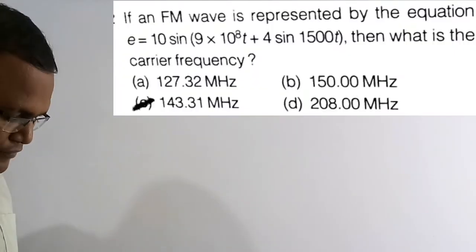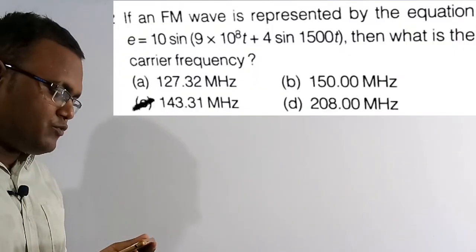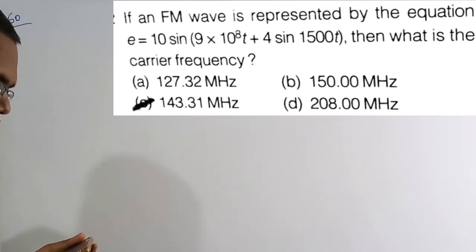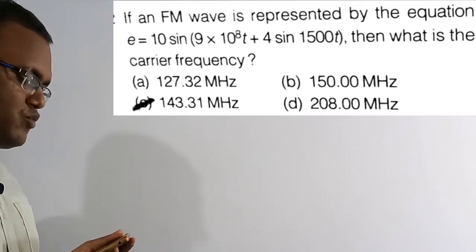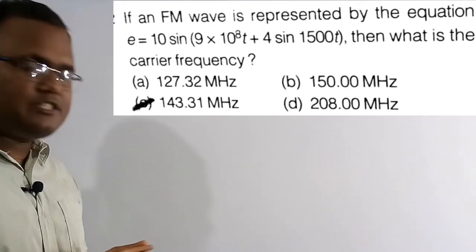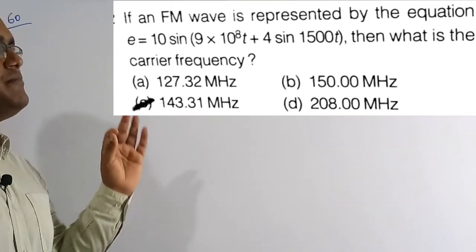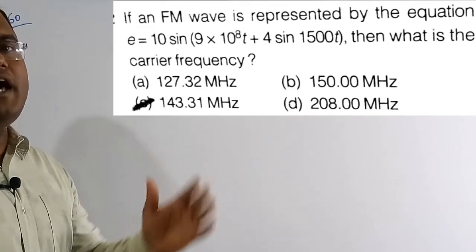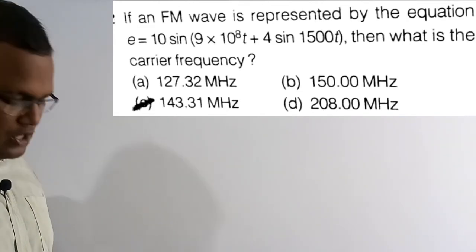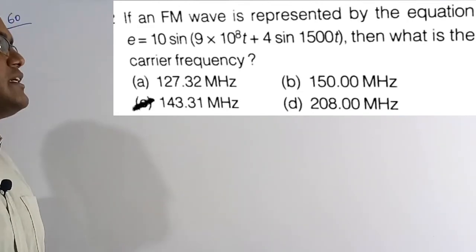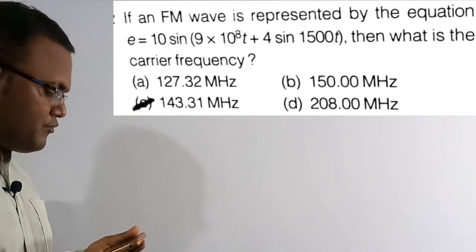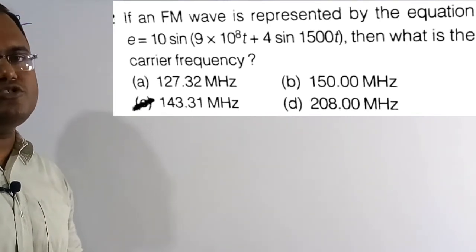So this is the last question of this lecture. See the question here. If an FM wave is represented by the equation E is equal to 10 into sine of (9 into 10 to the power of 8 t plus 4 into sine of 15t), then what is the value of the carrier frequency? So this is the equation of the FM wave. From this equation we need to find the value of the carrier frequency. So what are the four options? Option C is the correct solution of this question, which is 143.31 megahertz.